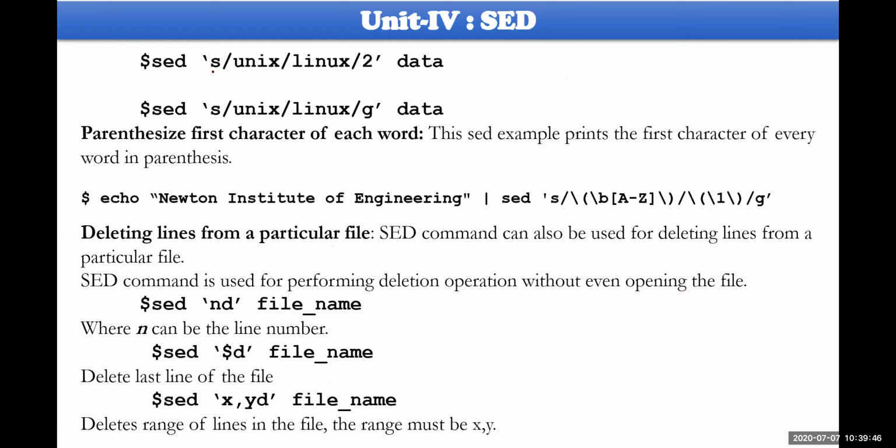Normally, if you give only up to this one without having this /2, it replaces the first occurrence of the pattern. The second occurrence, third occurrence could not be done. Okay, something like this. This is a global occurrence that will be replaced.